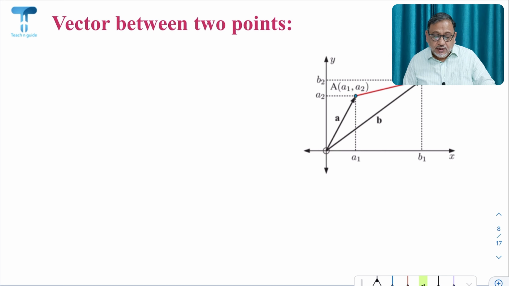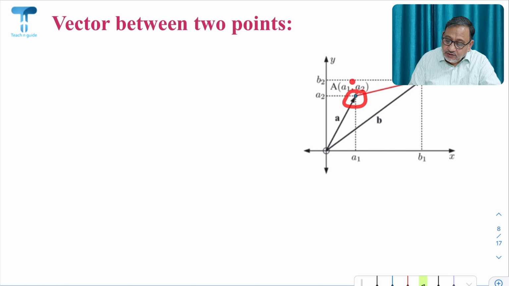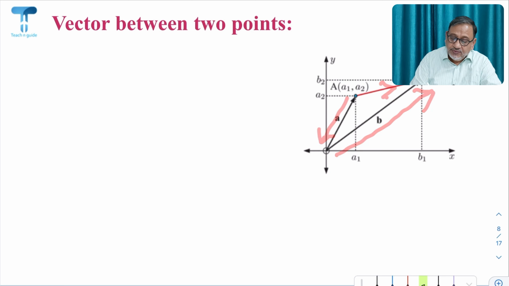Okay, now vector between 2 points. Look here. If we have 2 points, A is a point, A1, A2, B is a point, B1, B2. So these are the 2 points. Now we want to find this vector AB. So to find vector AB, we already know the triangle law of addition. It will be vector AO plus vector OB.